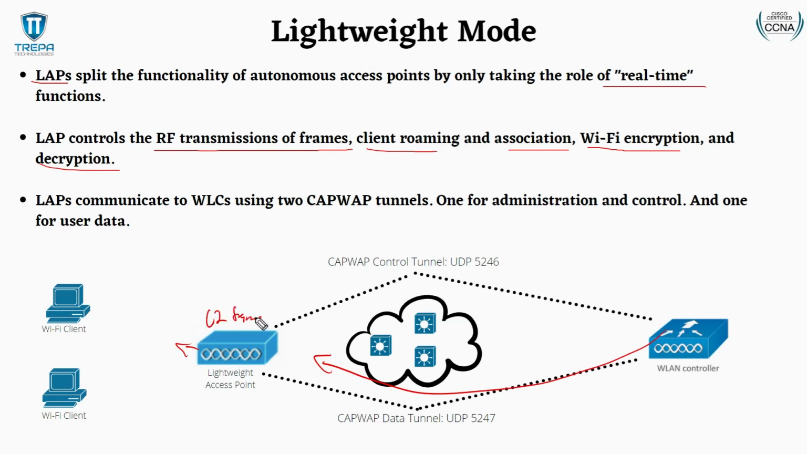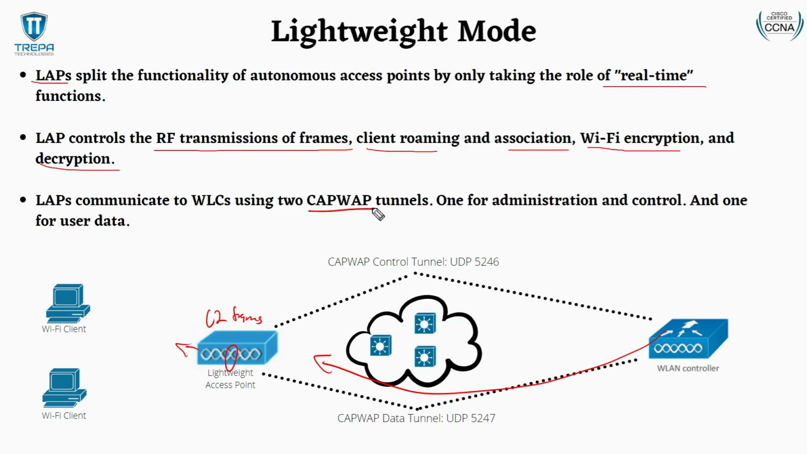The 802.11 association process is still happening at that lightweight access point. And then when it's doing this WPA2 or 3 encryption, it's happening there. It's just getting the settings from the WLC. And then how does that lightweight access point actually connect to the wireless LAN controller?